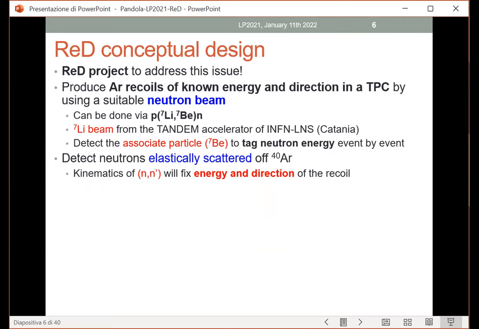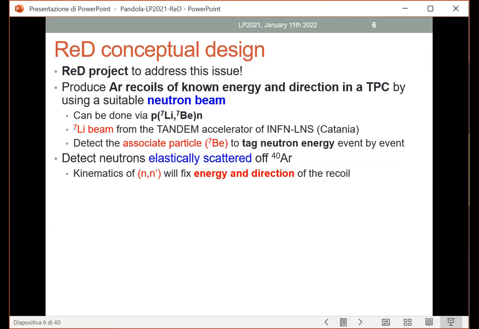How do you do that? You want to produce nuclear recoils in the energy range of interest for dark matter searches, having known energy and direction within a TPC. You do that by using a neutron beam. We produce a neutron beam using a nuclear reaction, from a primary lithium-7 beam accelerated by a tandem accelerator at the Laboratori Nazionali del Sud in Catania. This gives a neutron and a beryllium-7 on a proton target.